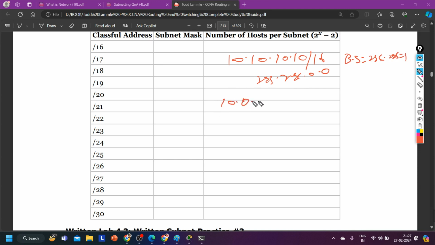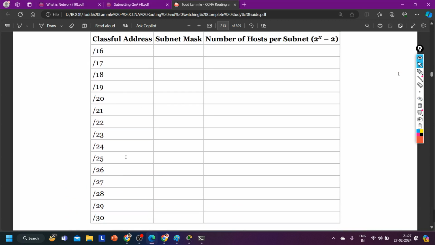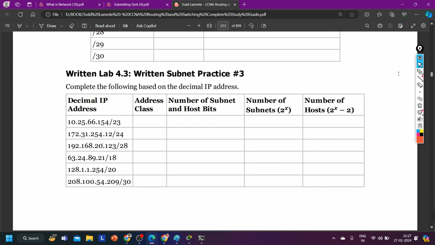Yes. So first network 10.0.0.0. Sorry, not that. 10.10.0.0. Then 10.10.1.0. Then 10.10.2.0, right? Like this. Yes, yes. Okay, so here you can write down the subnet mask with all slash values.